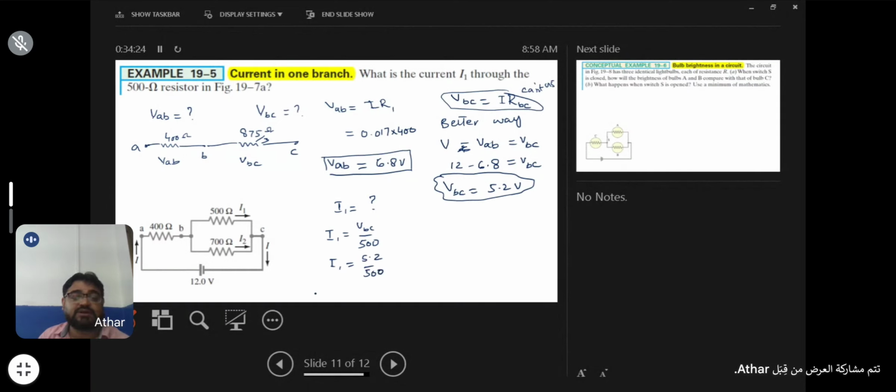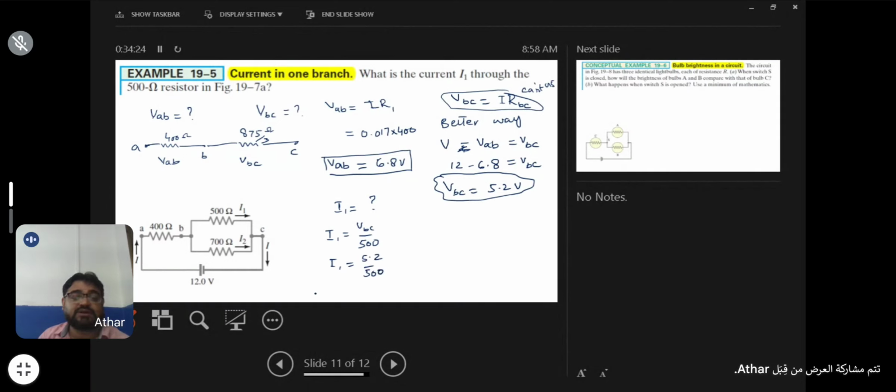0.010, so in milliamps it will be 10 milliamp if you multiply by 1000. Now I2 is equal to VBC over 700. So I2 is equal to 5.2 over 700. How much is it? 0.007. Please check it out.